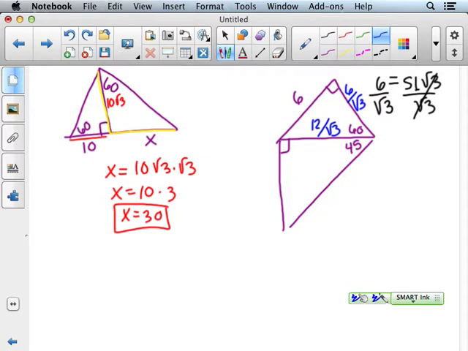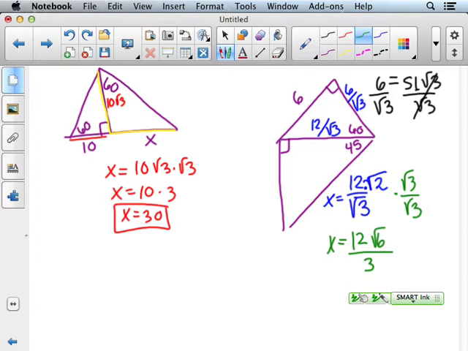Now also remember that in a 45, 45, 90, the leg times square root 2 gives you the hypotenuse. So 12 divided by square root 3 times square root 2, well, that's this value here, the x. And I'm going to rationalize my denominator, so times square root 3 over square root 3. 12 square root 2 times square root 3 is 12 square root 6. It makes my denominator 3, and 12 divided by 3 is 4, so we get 4 square root 6. That's your final answer there.